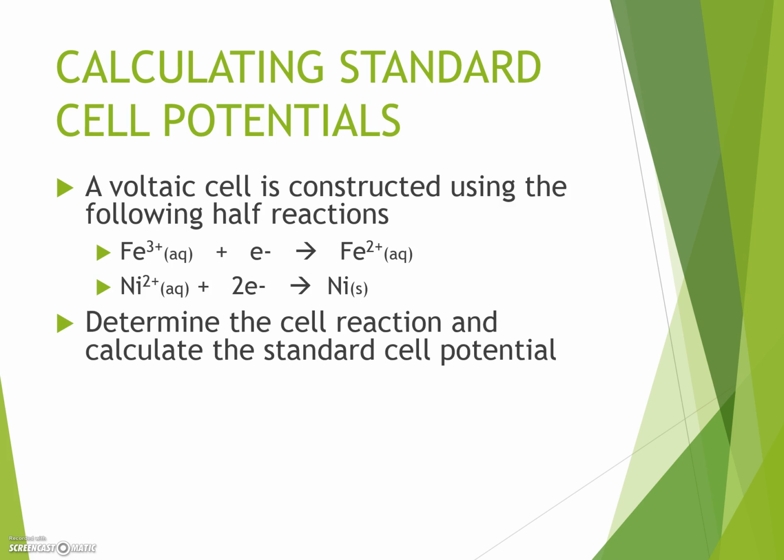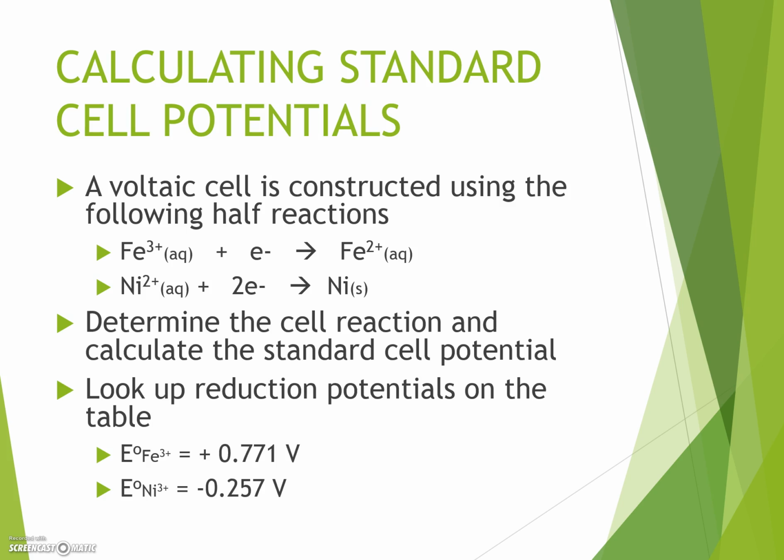So we're going to determine the cell reaction and calculate the standard cell potential. So first we're going to look the values up on the table, and you need to be very careful because especially for the iron 3 to iron 2, there are a couple of different half reactions on the table that talk about iron. You want to make sure that you use the right one. So I'm going to give you a minute, find the value for iron 3 ions being reduced to iron 2 ions, and nickel ions being reduced to nickel atoms, and see what you get for your value.